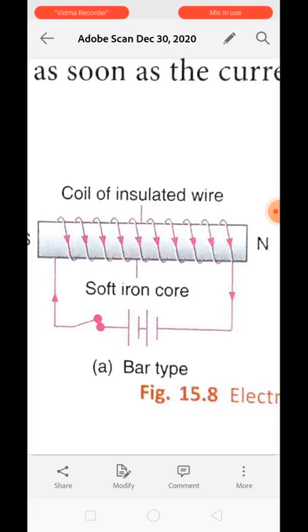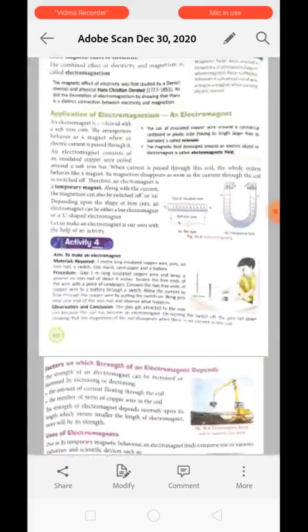The strength of electromagnet depends inversely upon its length, which means the smaller the length of the electromagnet, the more will be the strength. It means if this electromagnet is smaller, more number of coils will be fitted in the small size and the strength will be higher. Understood? Now what is the use of electromagnet?